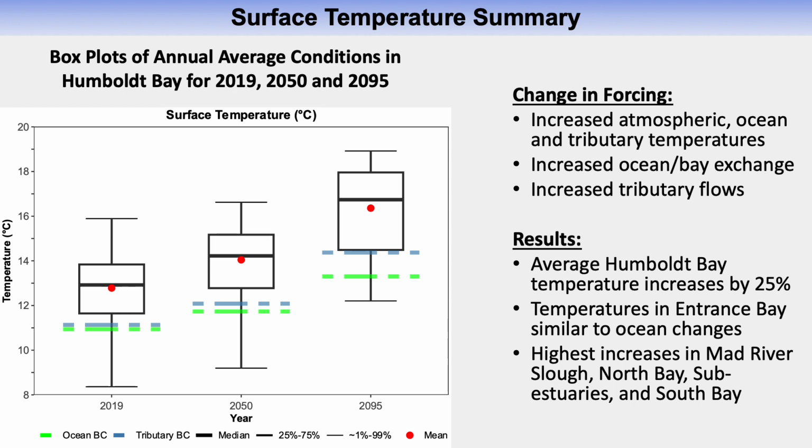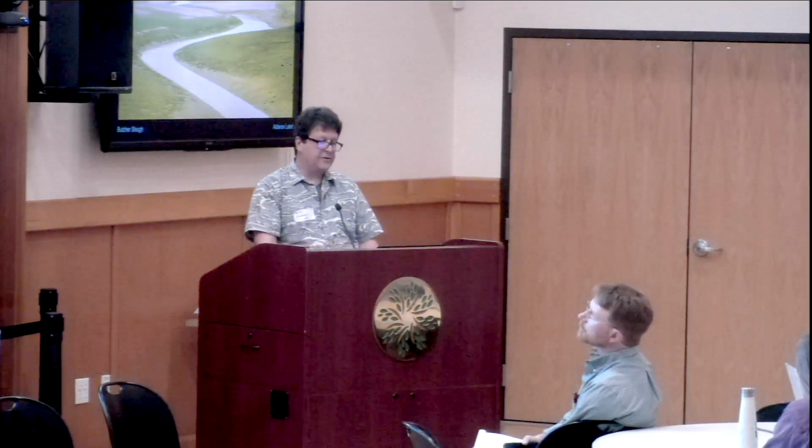If you're looking around Entrance Bay in this area, it tends to track pretty well with the increase in the ocean temperatures. But once again, as you get into these shallow water areas, we're actually starting to see an even higher increase in temperatures. And that's pretty uniform. So, on average, about 25% in the bay, and then these shallow water areas can go up as high as 26 and 30%. Mad River Slough area is expected to see an increase in temperatures of about 4 degrees C.